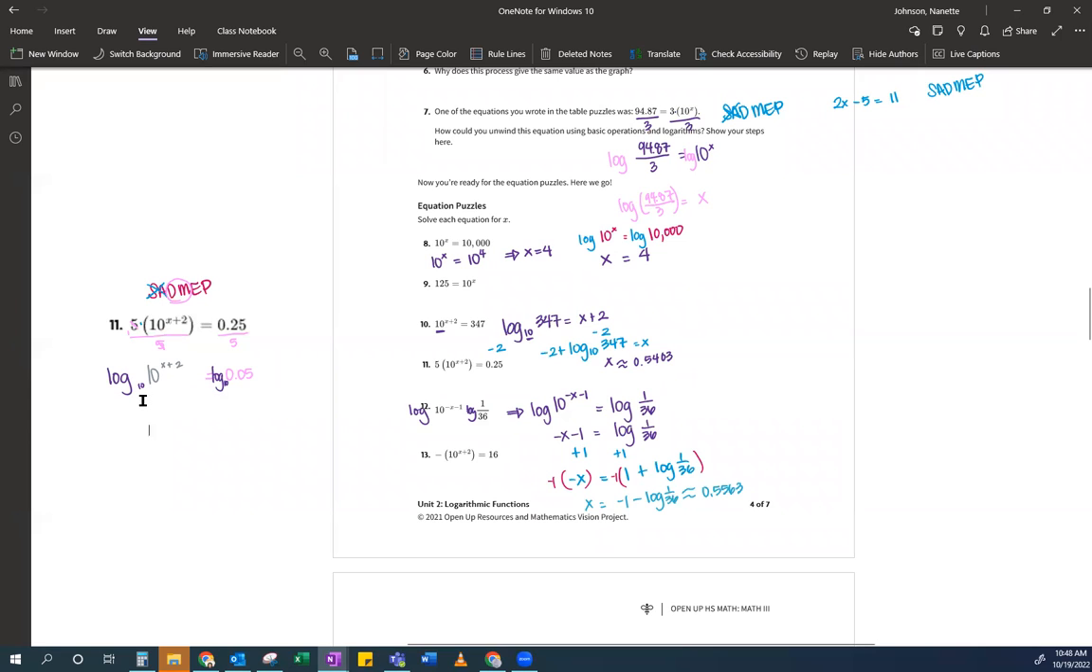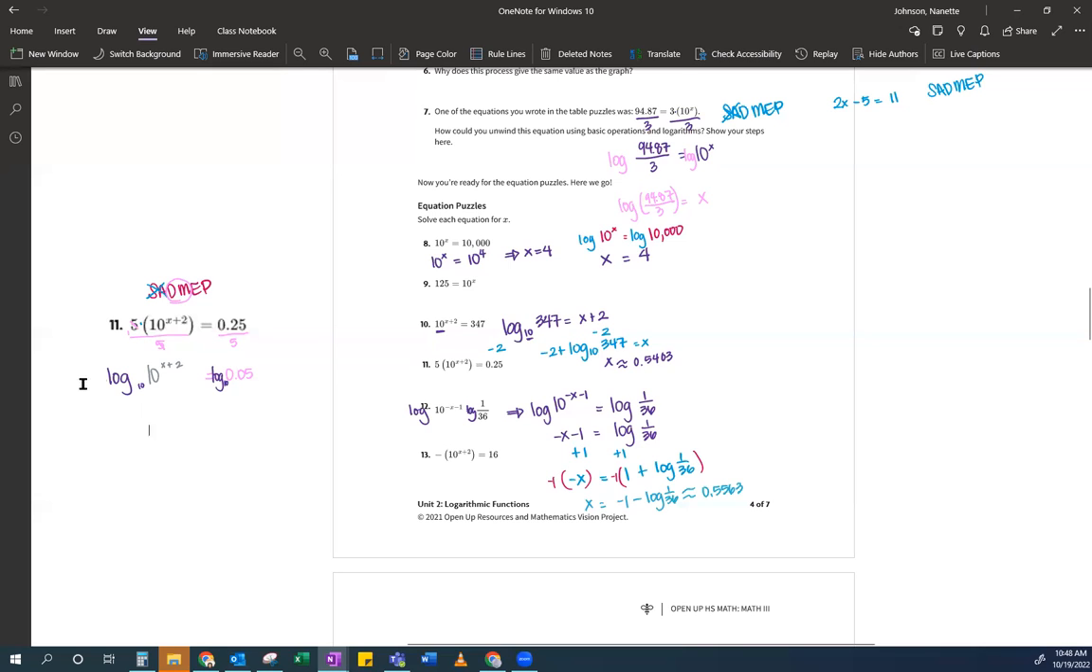So the reason, again, I want this to be a 10 is because I know that log base 10 of 10 is 1. And then this x plus 2 is just going to be left with x plus 2. If you want to think about it as the power rule, this guy jumps out in front.